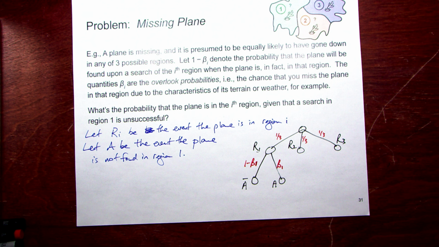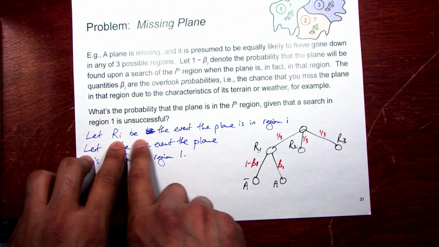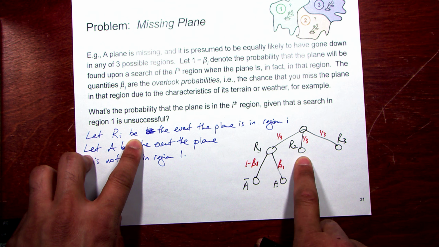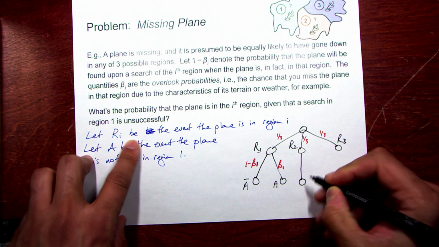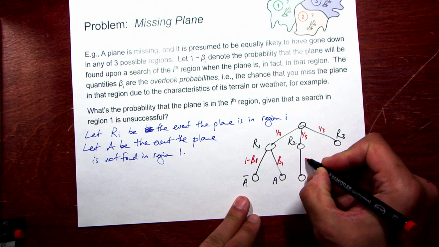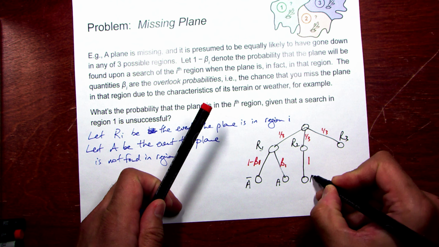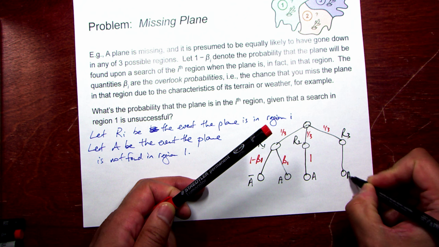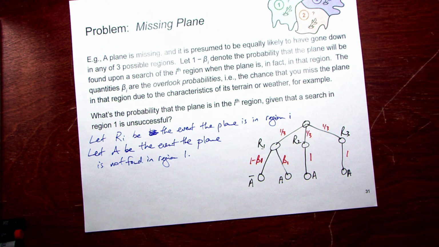R1, R2, and R3 are the events that the plane is in region 1, 2, or 3. If it's in region 2, it can't be in region 1, right? So let A be the event the plane is not found in region 1. It's 100% it's not going to be in region 1, so A occurs with 100%. And likewise for region 3, it is not there 100%. It'd be nice to have these 2 things, but we just don't draw things that can't occur. We don't draw arms that have 0 probability.